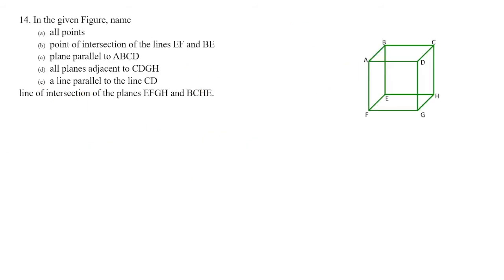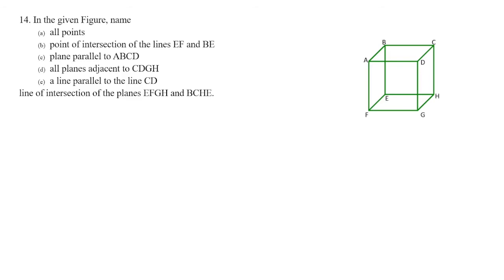Now we have this figure of a cube. We have to name all points, the point of intersection of lines EF and BE, a plane parallel to ABCD, all planes adjacent to CDGH, a line parallel to line CD, and the line of intersection of planes EFGH and BCHE.